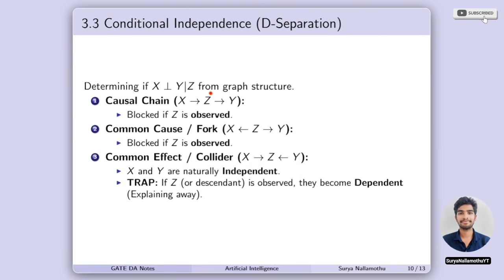Next, conditional independence and d-separation. Here we determine whether X is independent of Y given Z from the graph structure. So the causal chain, common cause and common effect. There it is very simple. The conditional d-separation will happen here. There is a separation here. X and Y are naturally independent. So this is for the graph structure. These are the common conditions we follow: 1, 2, 3.